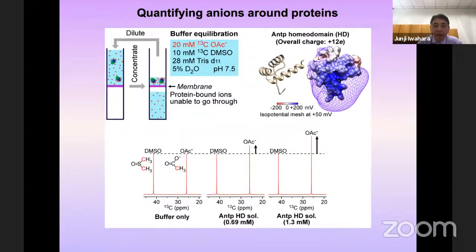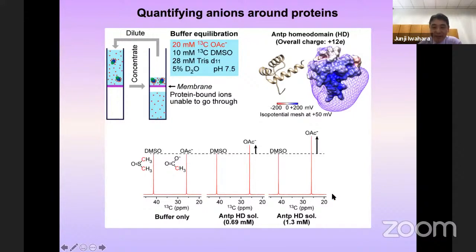We can also use this method to quantify anions around proteins. And here, I'll demonstrate how it works. When we equilibrate protein solutions with this buffer, the actual signal intensity of acetate ions depended on the protein concentration.